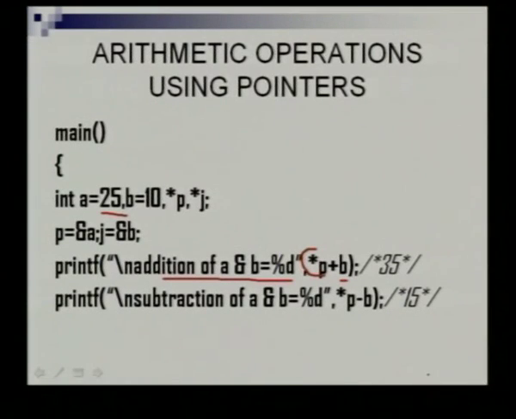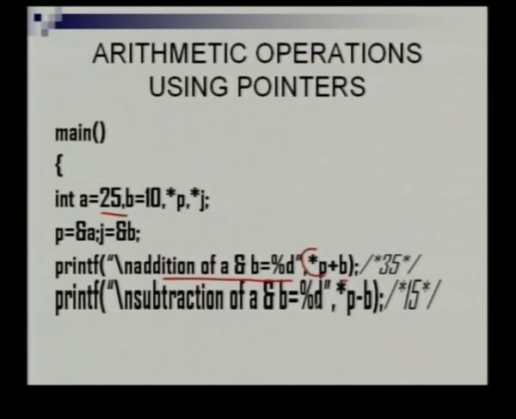So here, if you see, I am adding one pointer variable and one common variable. This operation is also possible using pointers. So the value of 25 plus 10 will be 35. The next step, I am subtracting the operands the same way. Pointer p minus b. Again, here a pointer variable and a common variable.